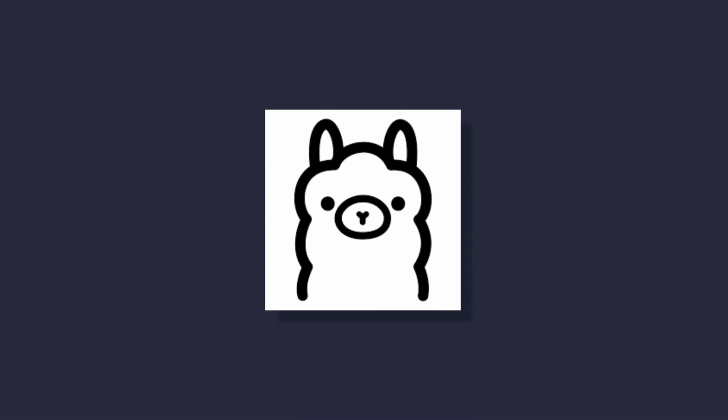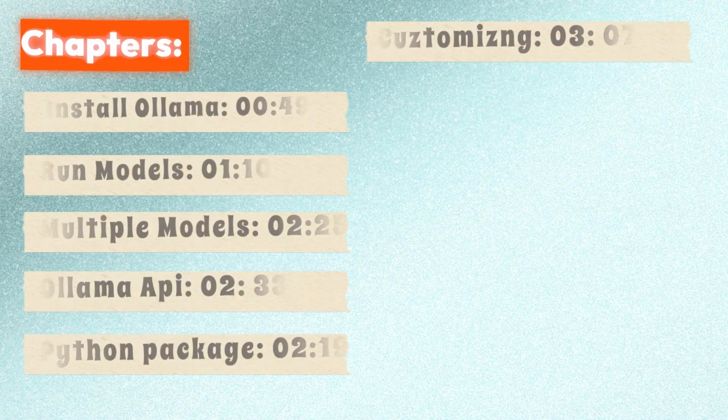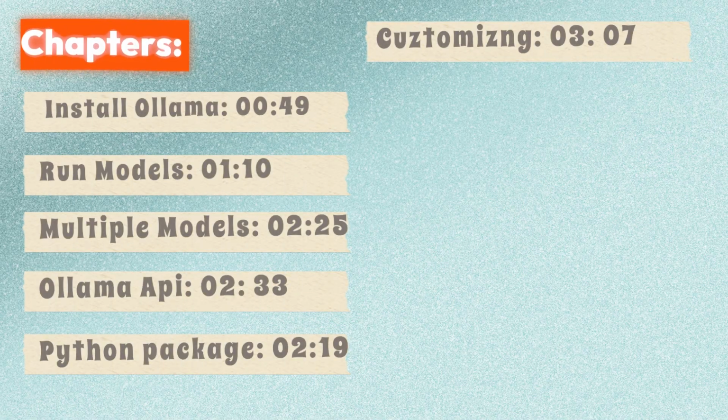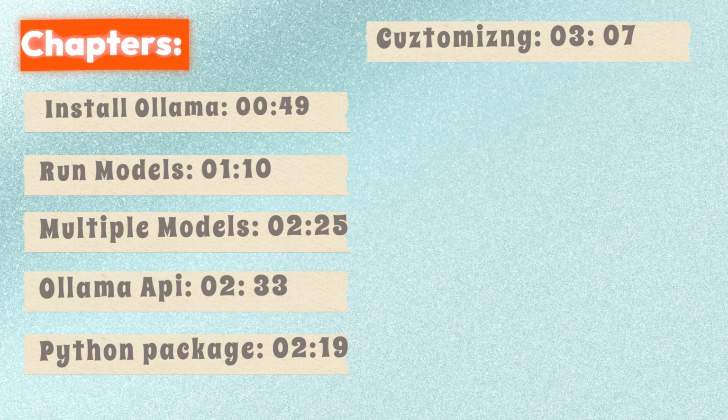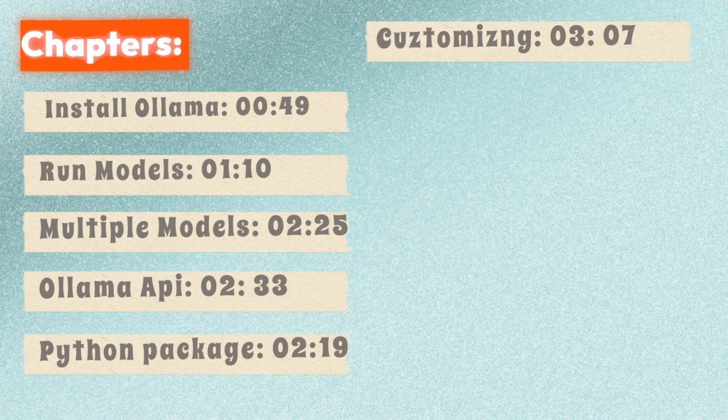Ollama, a powerful tool that lets you run AI models locally on your machine. So in this video, I'm going to show you how you can install Ollama, run multiple models, use its API, and customize your own models. So stick around till the end and let's get started.